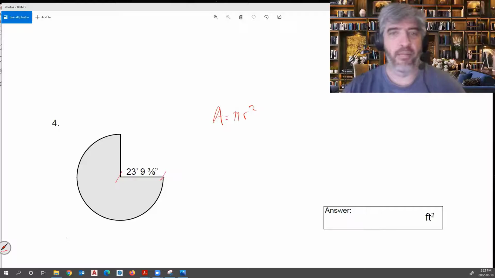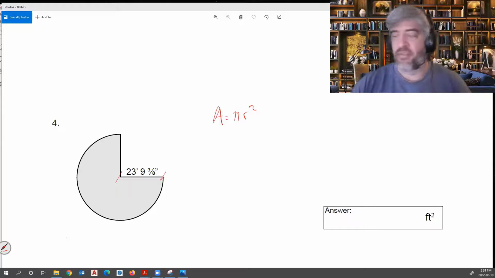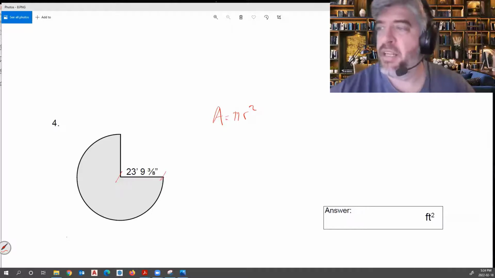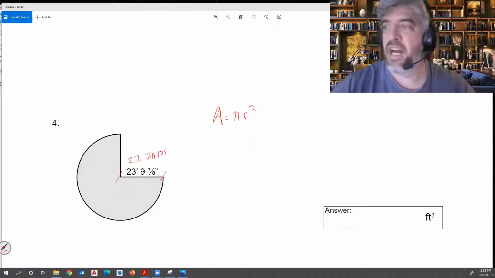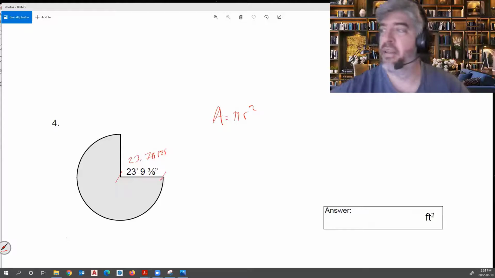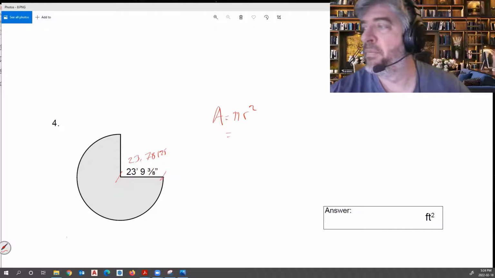You just got to convert it to a number that you like working with. I'm asking for the answer in square feet, so I might as well work in decimal feet. It's right there. So I would have 9.375 divided by 12, which means this just equals 23.78125. Okay, plug this into my formula.